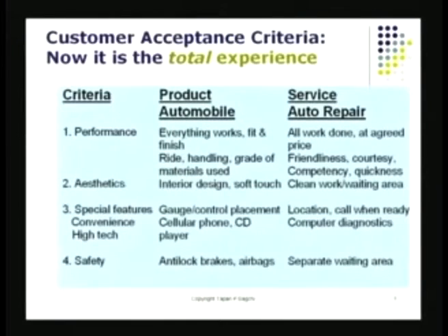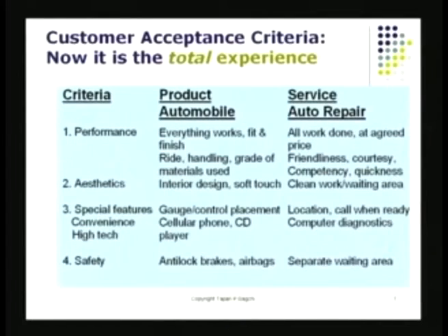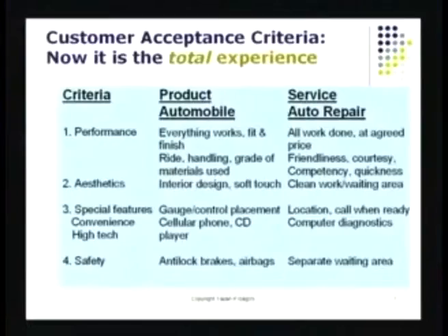And something else we have to remember, today the customer is looking for the total experience. What is this total experience? Let's take a look at the automotive sector, for example. We have the product aspect of the automotive business. And if you look at the total acceptance criteria, this is like the criteria that customers would use to continue to do business with you if you're in the auto sector. As far as the product is concerned, we view the automobile itself as the product.